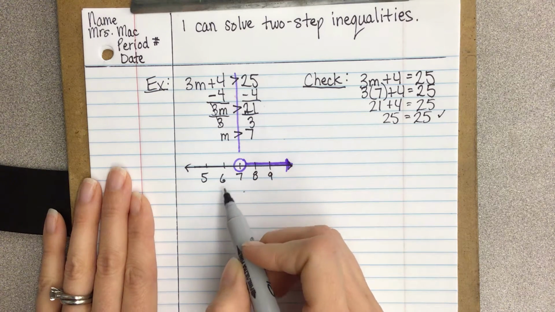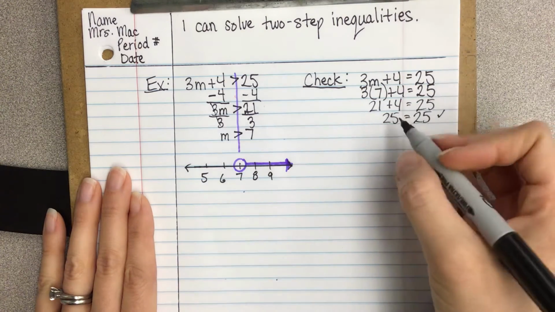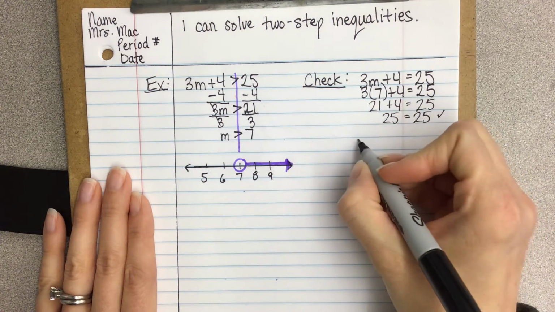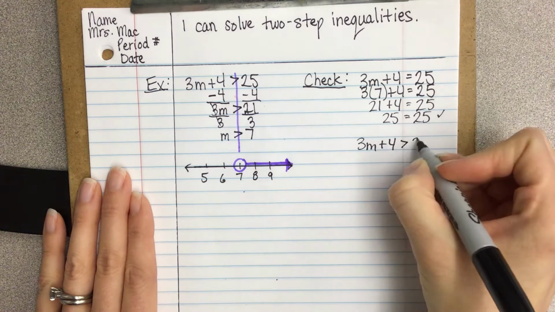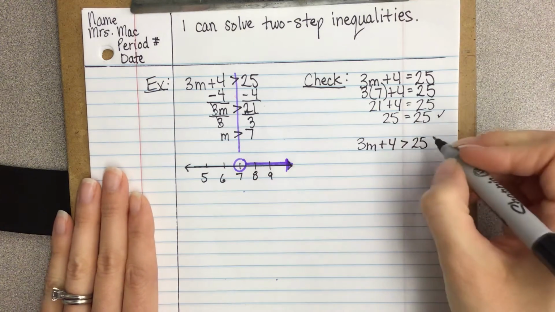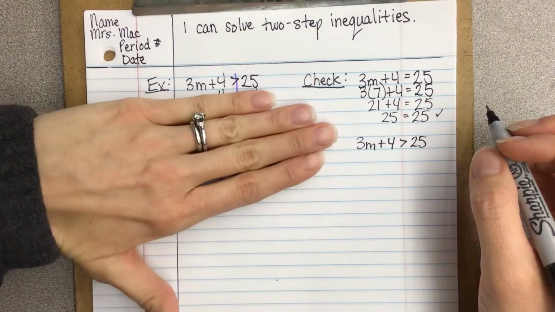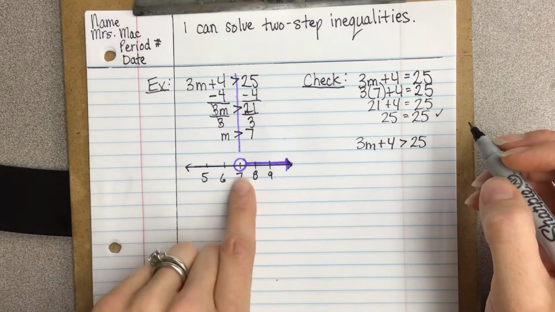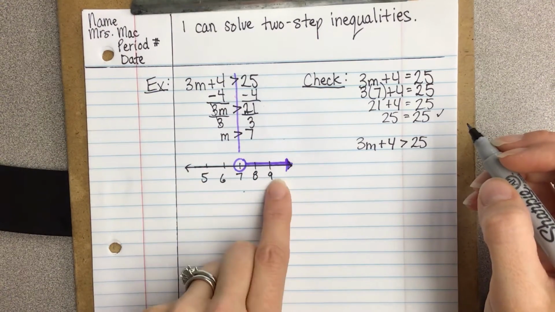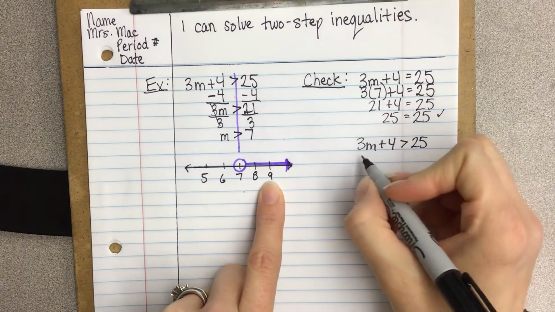Okay? Now we want to check and make sure that the shaded area is correct. So again, I'm going to write the original inequality. We're going all the way back to the beginning before anything has happened. A lot of people are tempted to pick an equation somewhere along the way. We want the very first one that we started with. And we're going to pick something in that shaded area to plug in for m to see if it's true. I'm going to plug in 9.